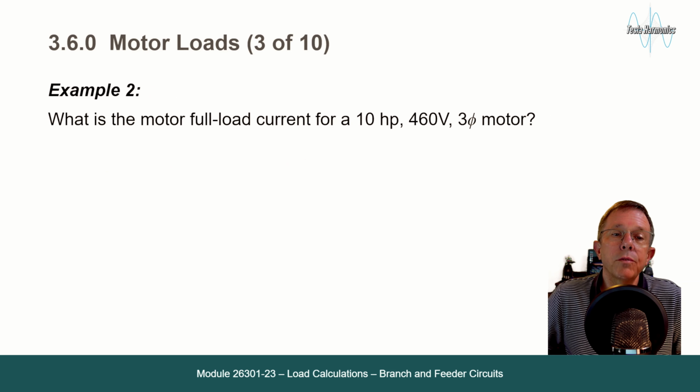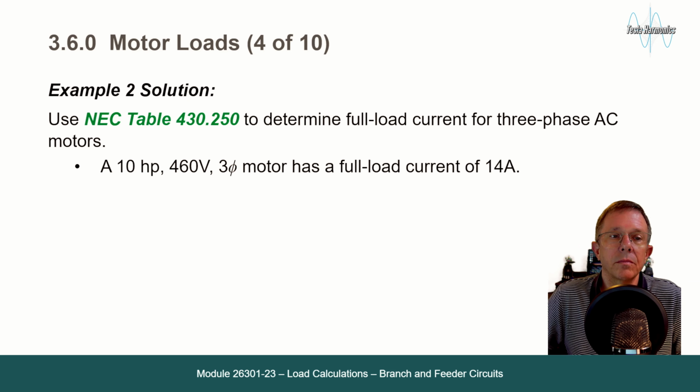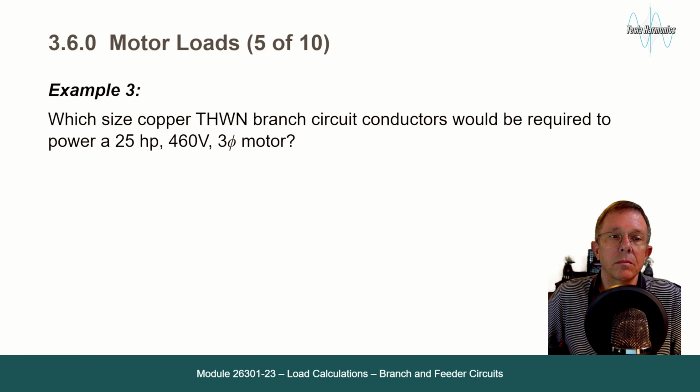What is the motor full load current for a 10 horsepower 460 volt 3-phase motor? Using NEC Table 430.250, we would determine the full load current for a 3-phase AC motor. A 10 horsepower 460 volt 3-phase motor has a full load current of 14 amps.